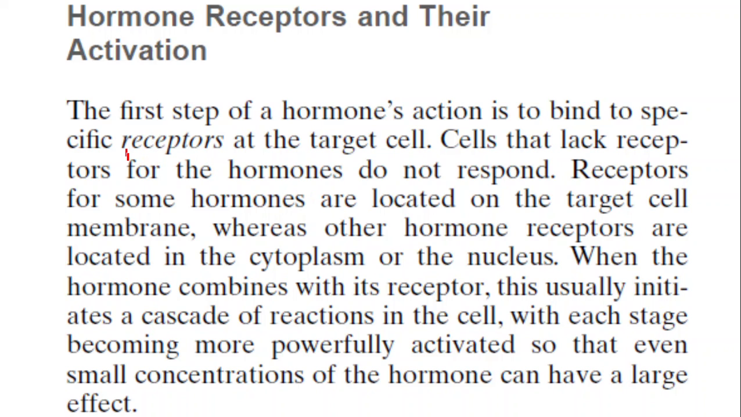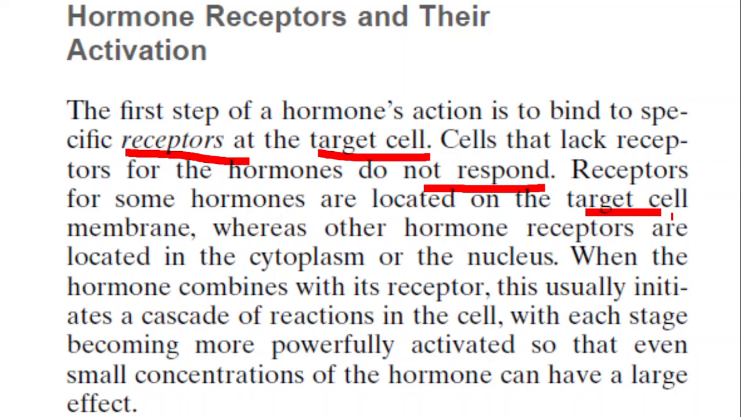So, which is a target cell? A cell which has the specific receptor for a hormone is a target cell for that hormone. If a cell does not have the receptor for a hormone, that means that cell is not a target cell for that particular hormone. So if the receptor is not there, the cell will not respond. That's all.